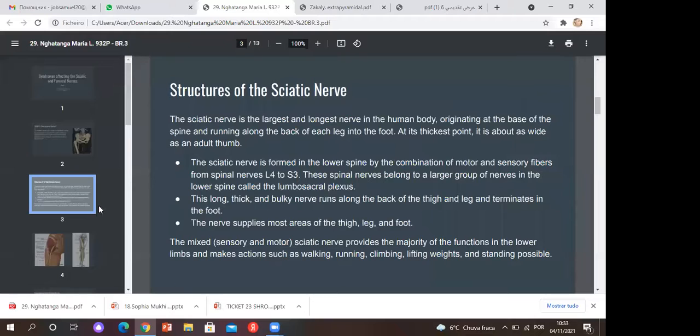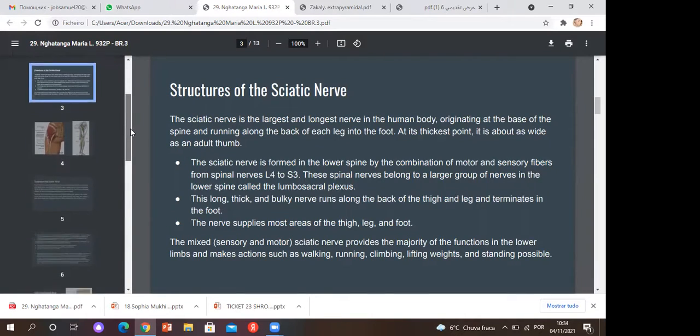So the structures of the sciatic nerve. The sciatic nerve is the longest and largest nerve in the human body. Like I said, it starts from the lower back in the lumbar region all the way to the foot. At its thickest point, it is about as wide as an adult thumb. That's how big it is.